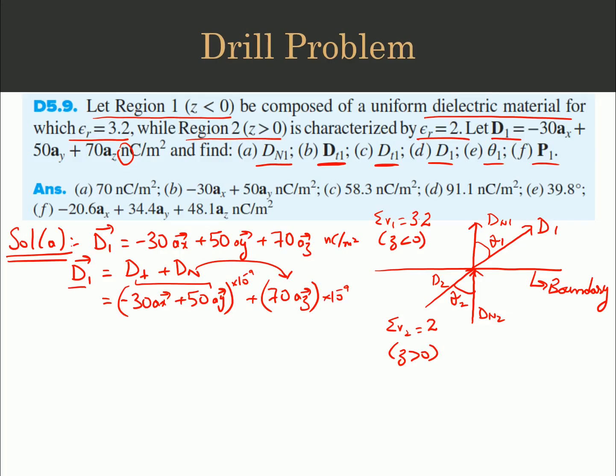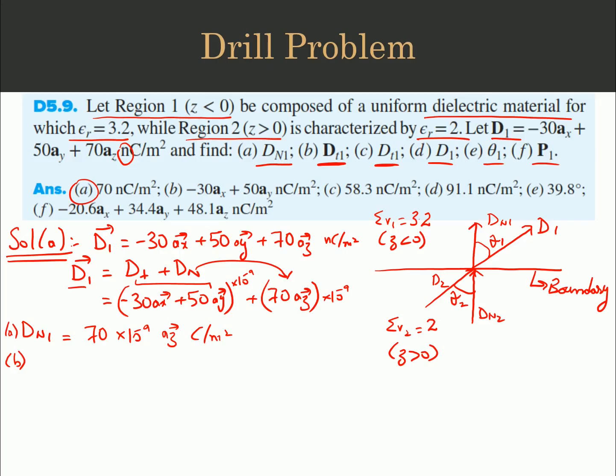How? Because in part A we need to find the normal component of D. So it's straightforward. Dn1 is going to be 70 into 10 raised to power minus 9 along A of Z coulomb per meter square. That is the answer, we got the answer for this. What about the second part? This was the solution of part A. In the second part, we have to find the Dt1.